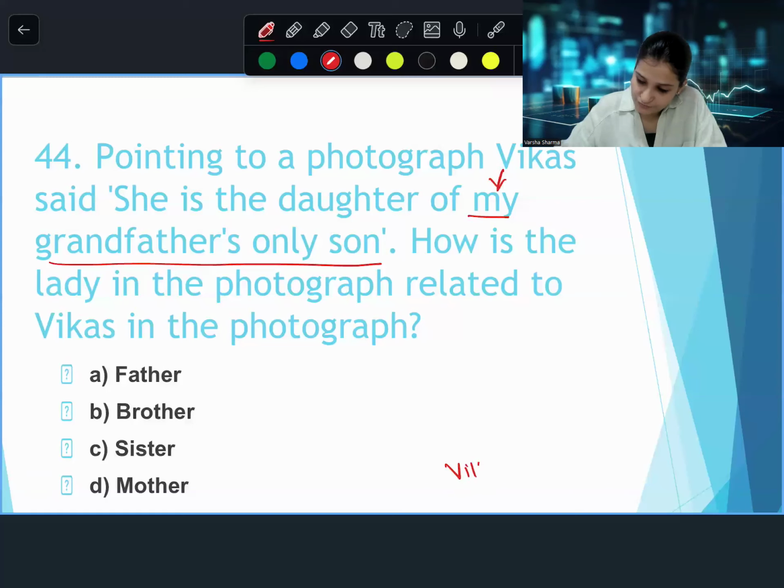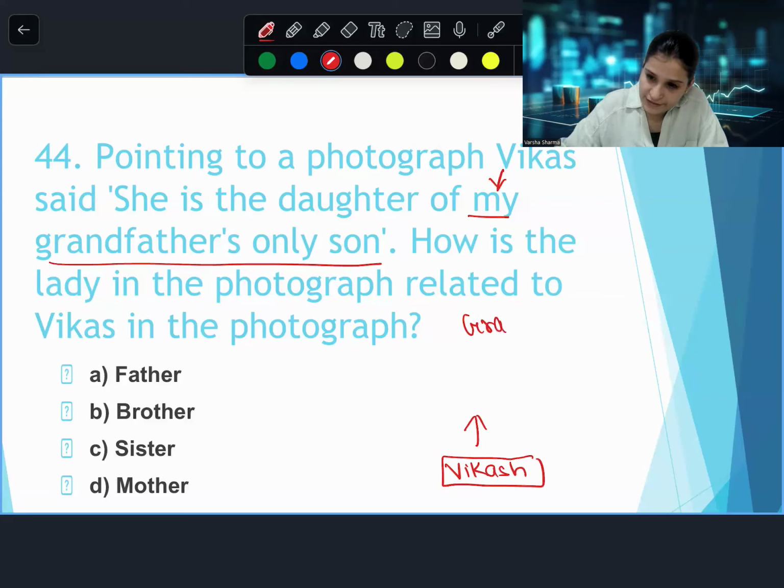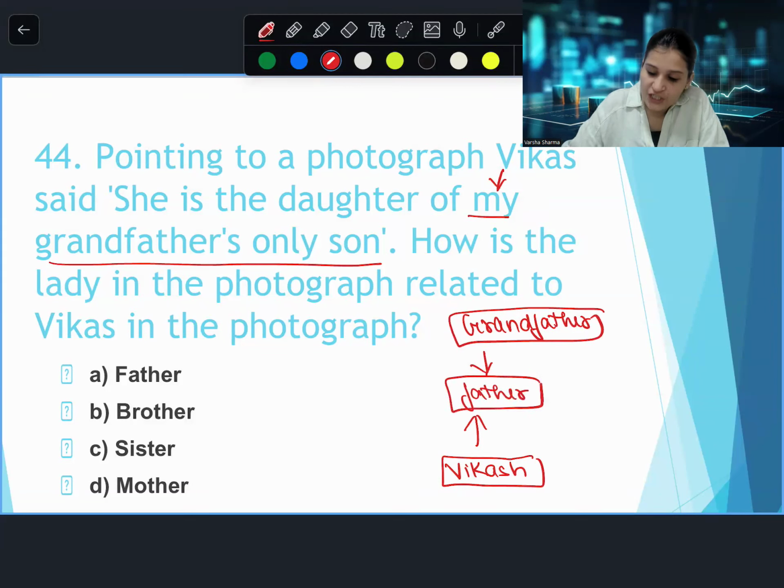So Vikash, sister, ma'am. Here is the grandfather. Only son. Only son will be whom? Vikash's father, I guess. She is the daughter of that. So the lady, she is the daughter of Vikash's father. So they both are what? Brother and sister?